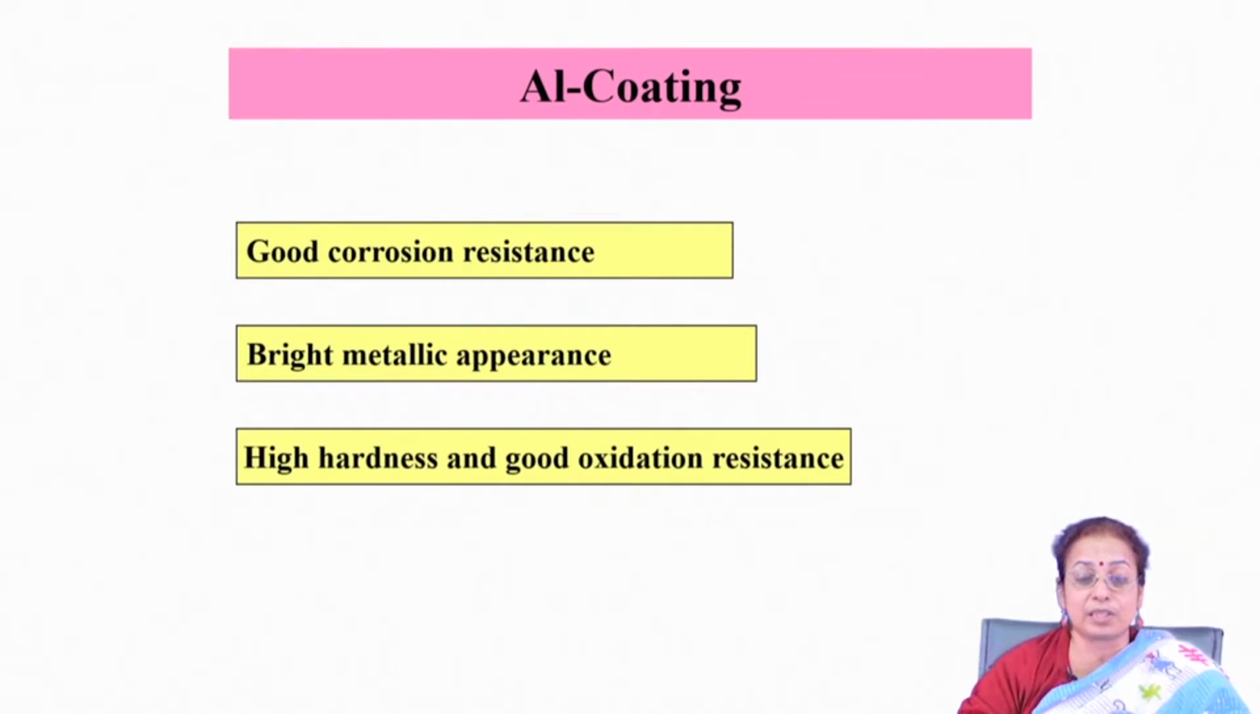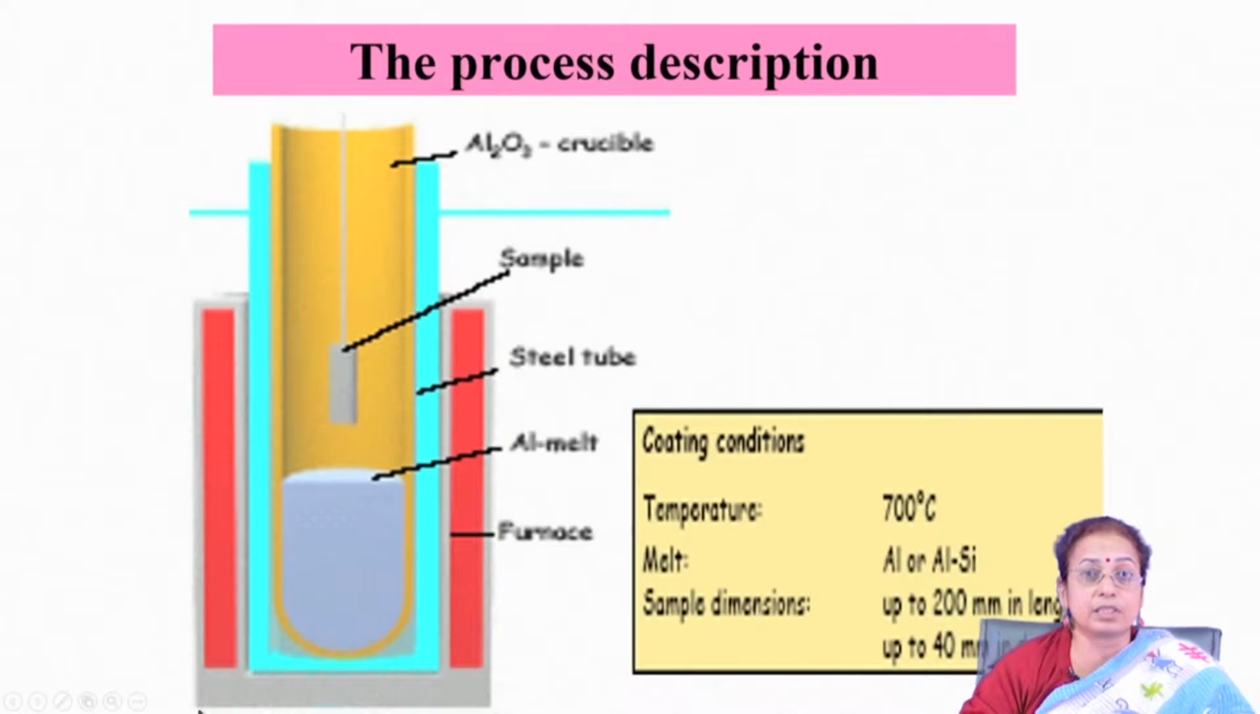I will discuss a few of the hot dipping techniques in brief. The first one is aluminizing, or aluminum coating, or hot dipping of aluminum. The basic purpose of this aluminum coating is to improve corrosion resistance and high temperature oxidation resistance. It has a bright metallic appearance, so it can also be applied for improving the luster of the surface, and it also has good hardness. When applying this coating on iron and steel, for example, it develops a very thin aluminide layer with high hardness. This aluminide can also be applied for low stress abrasion wear applications and has very good corrosion resistance properties.